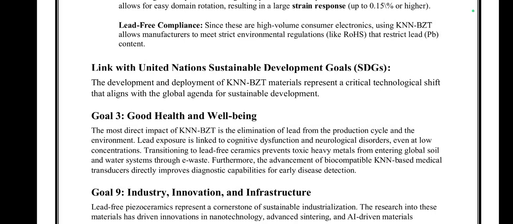If we talk about the link of KNN-BCT material with SDGs, the United Nations Sustainable Development Goals, the development and deployment of KNN-BCT materials represent a critical technological shift that aligns with the global agenda for sustainable development.